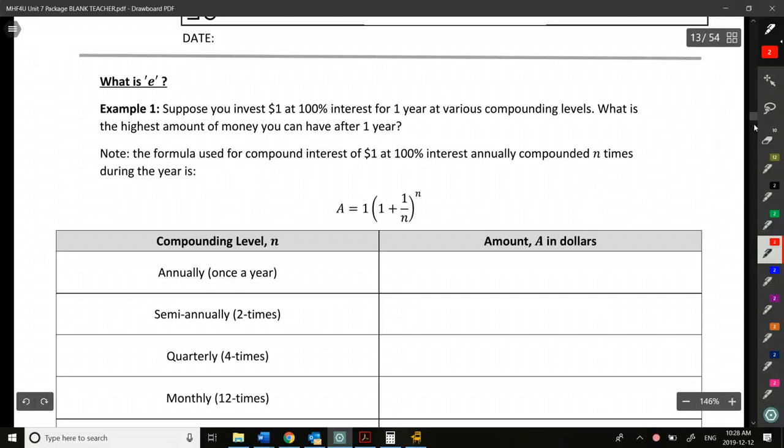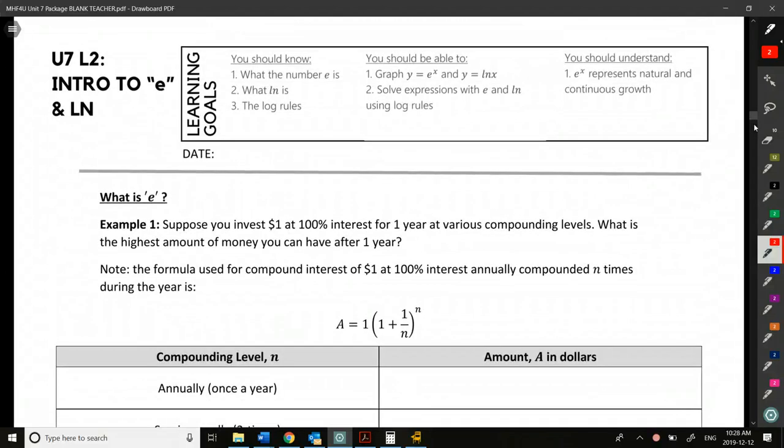Okay, so we're going to take a look at a dollar. When we think about the concept of e, the idea is we're going to compound it over a year, and we're going to earn 100% interest. So essentially, the dollar by the end of that year is going to double, right?